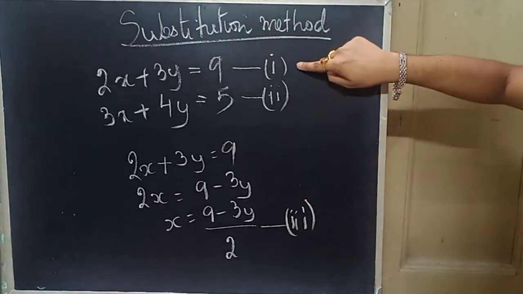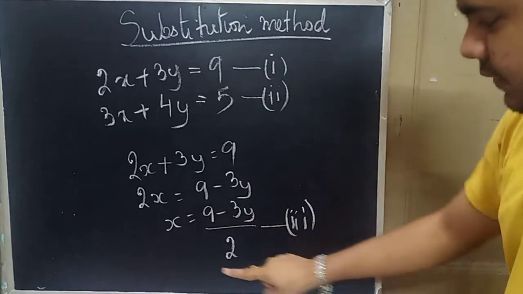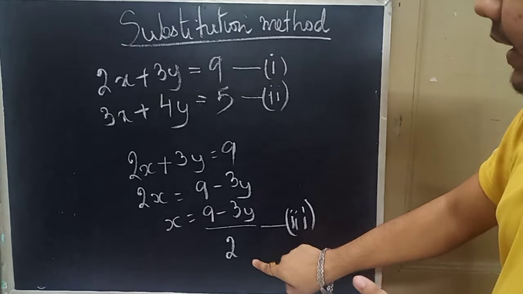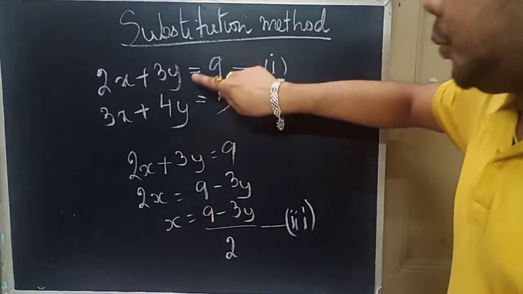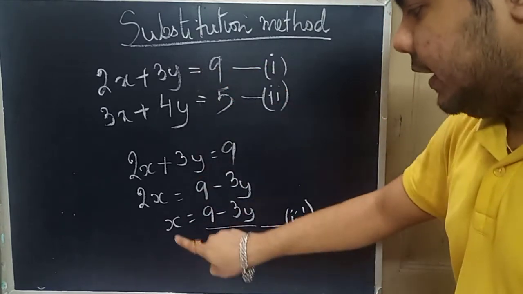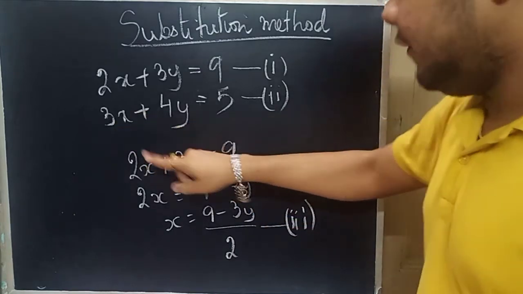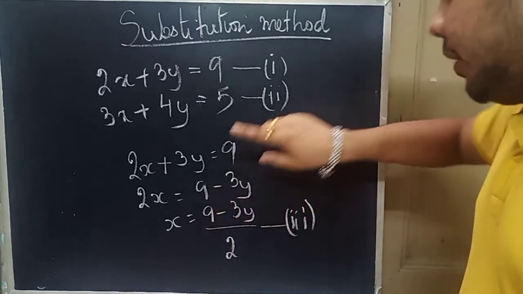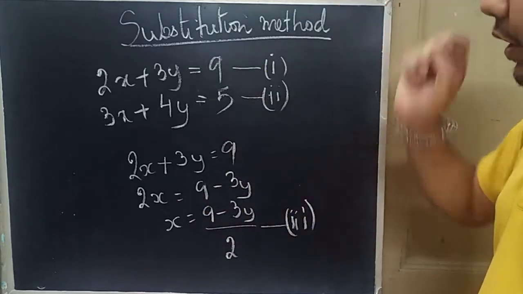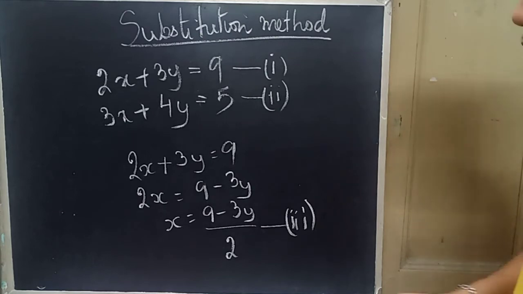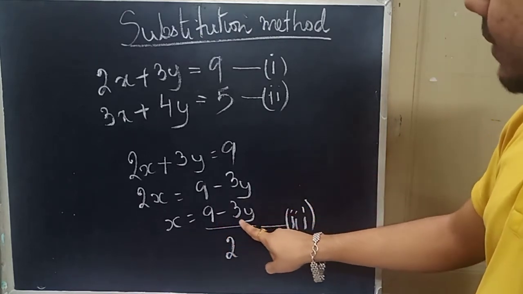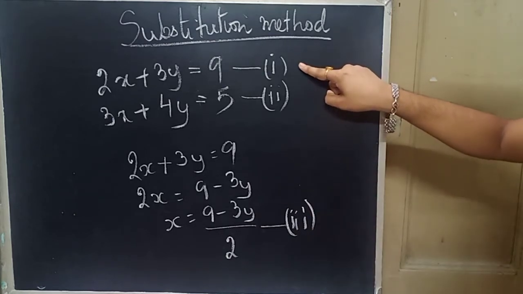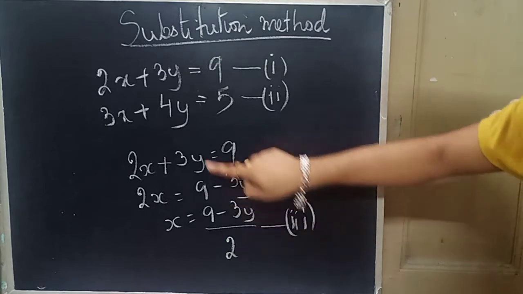After making x the subject of equation 1, I got this value. Since I have taken equation 1 and made x the subject, I cannot place this value of x in equation 1. I am going to place this value of x in equation 2. Whatever value of x I get from equation 1, I am going to put in equation 2. So I got x is 9 minus 3y by 2, which is my third equation from equation 1. So I will substitute this value of x in equation 2.